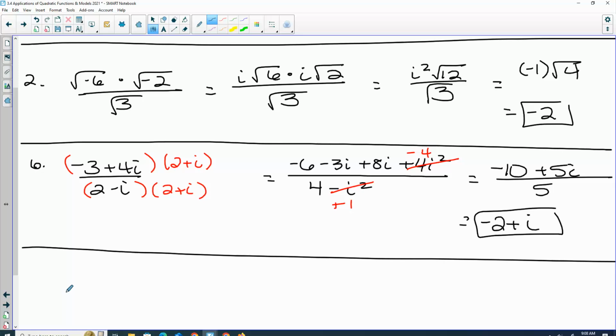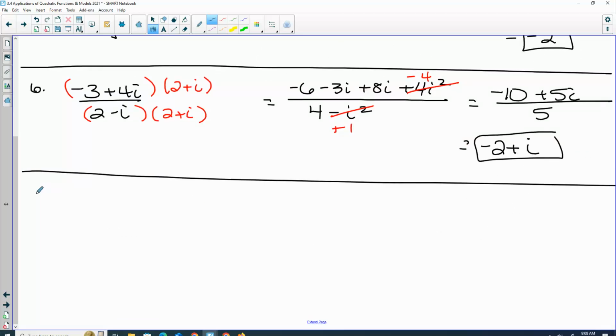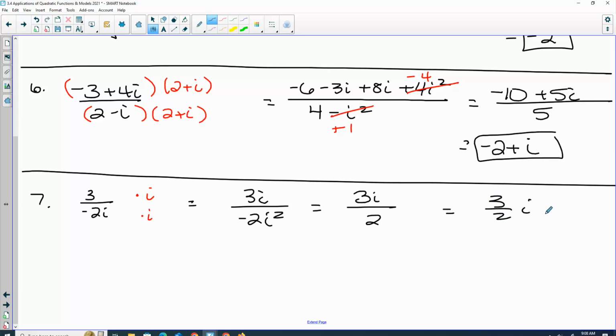Problem 7. Again, we have to get our i off the denominator here. But since it's a single term, all you really have to do is multiply by i on top and bottom. So on the top, I get a 3i. On the bottom, I get negative 2i squared. I squared is negative 1, negative 2 times negative 1 is positive 2. So you could write it as 3i over 2 or 3 over 2i. Those are the same.